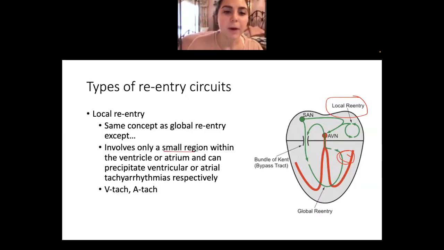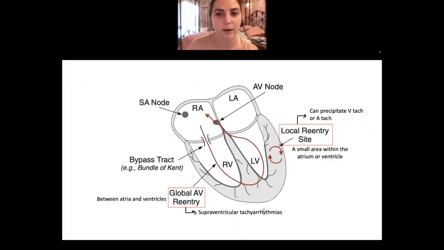But it's a small region, and having these local reentry circuits themselves is not bad. They become bad when they can precipitate a VTAC, which is that really crazy looking rhythm like this, because the heart just doesn't know what to do, and it's getting so much stimulation that it just freaks out. So a tachyarrhythmia, a ventricular arrhythmia, VTAC, those are not good things.